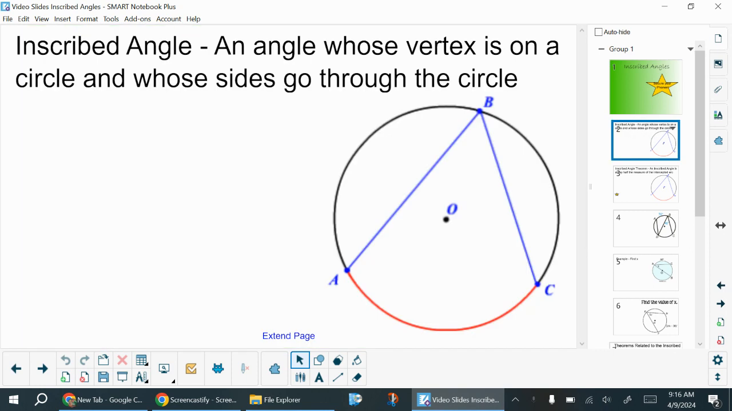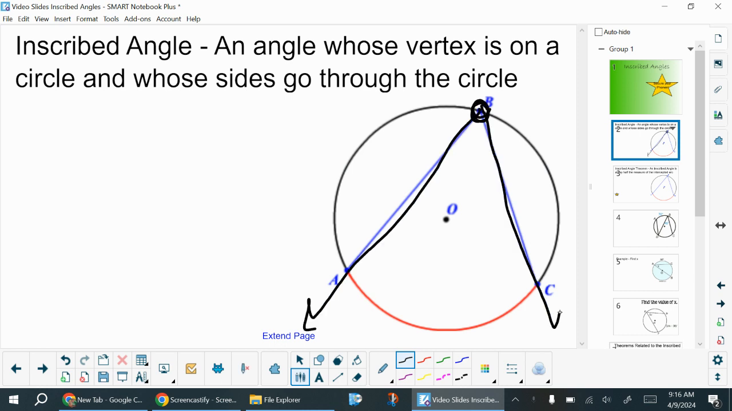So first off, an inscribed angle, what is that? An inscribed angle is an angle whose vertex is on the circle and whose sides go through the circle. So you can see here this blue angle, its vertex B is right on the circle, and both sides of the angle go through the circle. All right, so it's got to be both of those things to be counted as an inscribed angle.